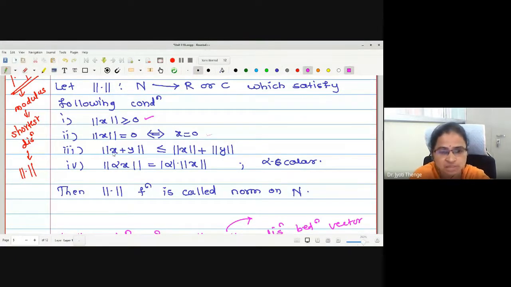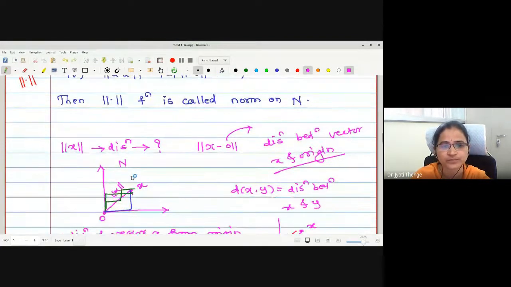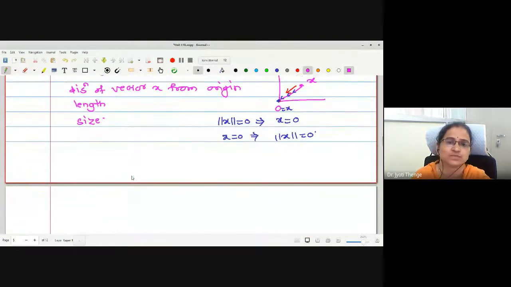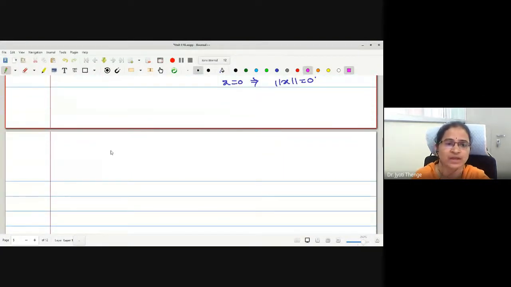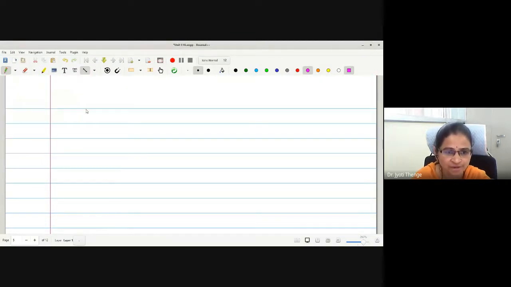Let us come to the third condition. Norm of x plus y less than or equal to norm x plus norm y. First, we have to see what is the position of norm x plus y. I am showing everything in 2D space for the sake of understanding only.